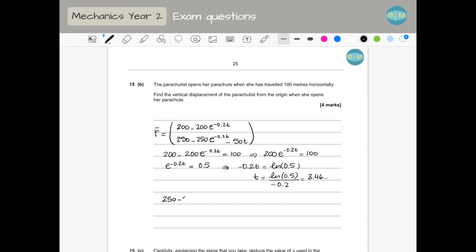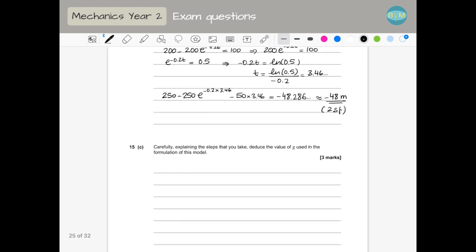So minus 250 minus 250 e to the minus 0.2 times 3.46. Remember to keep all the decimals in the memory of the calculator so you can round at the end. This is minus 48.286 meters. Do we have to round to anything in particular? For vertical displacement, they give us a whole number, so I wouldn't round much. So let's say minus 48 meters, to two significant figures.